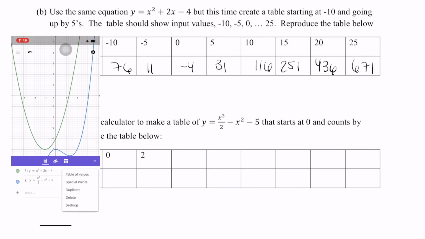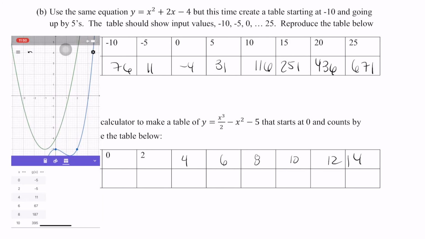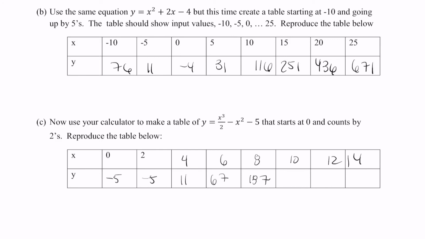And so now when I go to table of values for G, I can set my starting and ending point. And I want to start at 0 and count by 2. So I'm going to have to go to 4, 6, 8, 10, 12, 14. So I'm starting at 0, ending at 14, and my step is by 2. And now there's my correct table. So please pause the video and fill in your table. So your tables should match the ones that I have in front of me here.